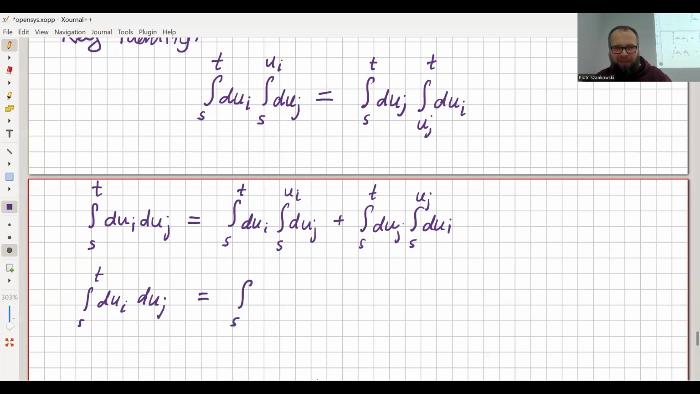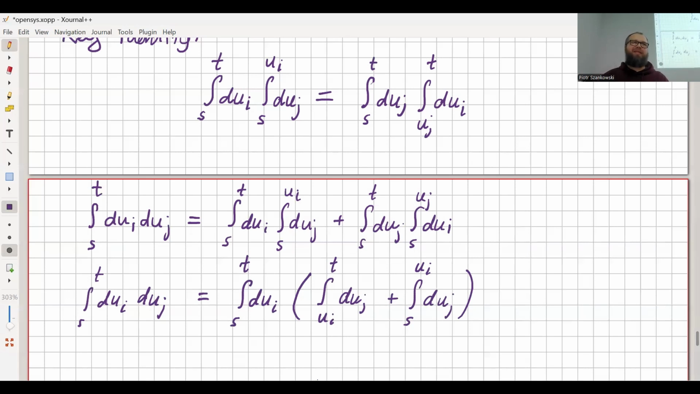And this is simply you take this and split the second integral into two bits: the integral of u_i, t u_j plus the integral of t, s u_i, t u_j. Okay, agree? And they are equal, of course, because this is the same thing.